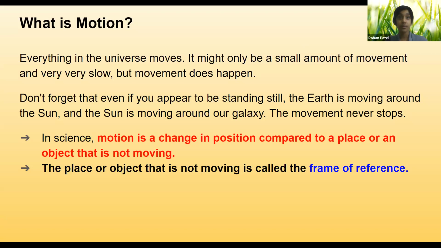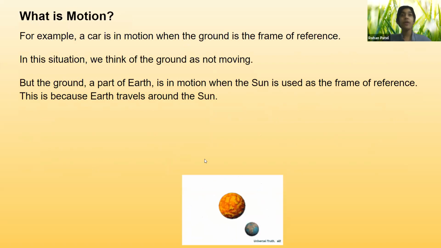The movement never stops. In science, motion is a change in position compared to a place or an object that is not moving. The place or object that is not moving is called the frame of reference. What is motion? For example, a car is in motion when the ground is the frame of reference. In this situation, we think of the ground as not moving, but the ground as a part of Earth is in motion when the sun is used as the frame of reference. This is because Earth travels around the sun.